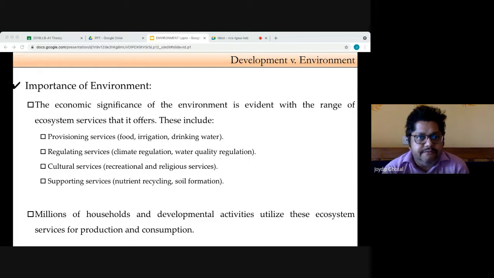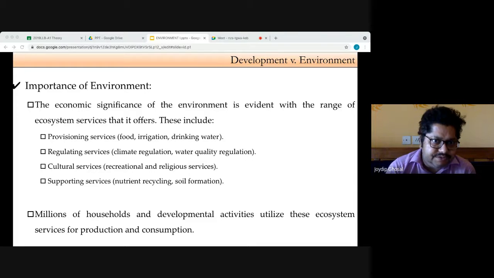provisioning services like food, irrigation, drinking water; regulating services like climate regulation, water quality regulation; then cultural services like recreational and religious services; supporting services like nutrient recycling, soil formation. Millions of households and developmental activities utilize these ecosystem services for production and for consumption.